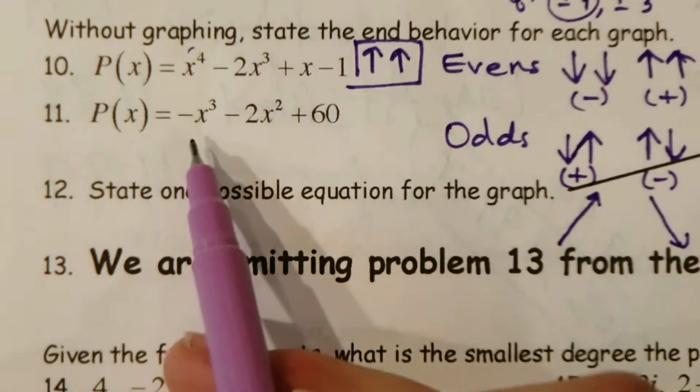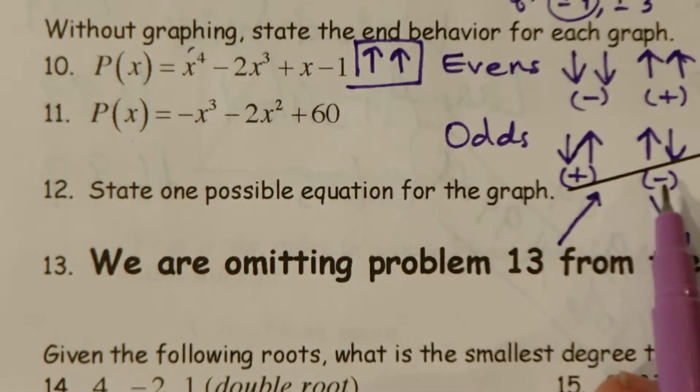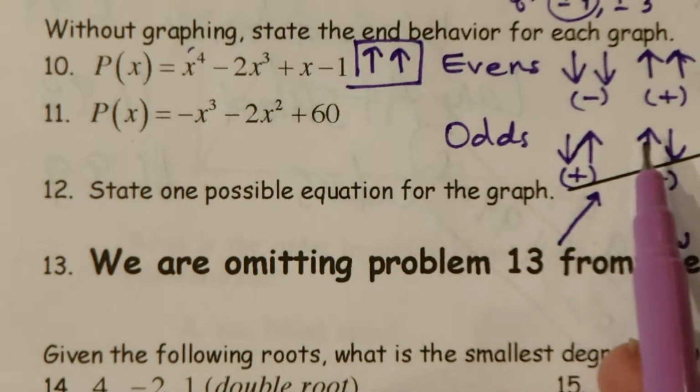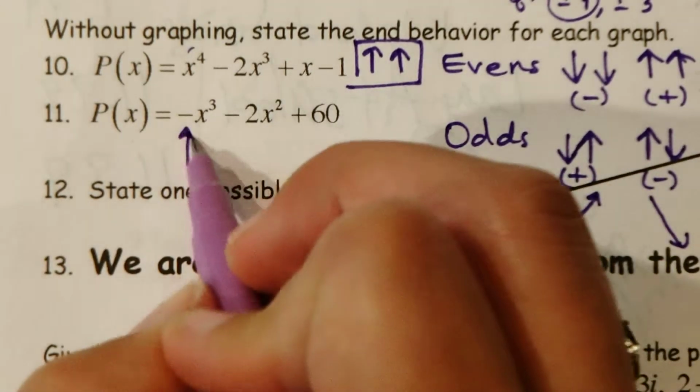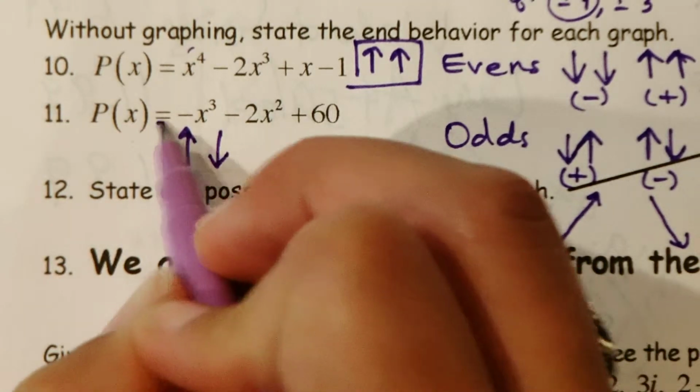All right, so this one is negative, so we're going to consult this example here. It's going to be starting up and going down like a downhill slope. So that means this one is up, down.